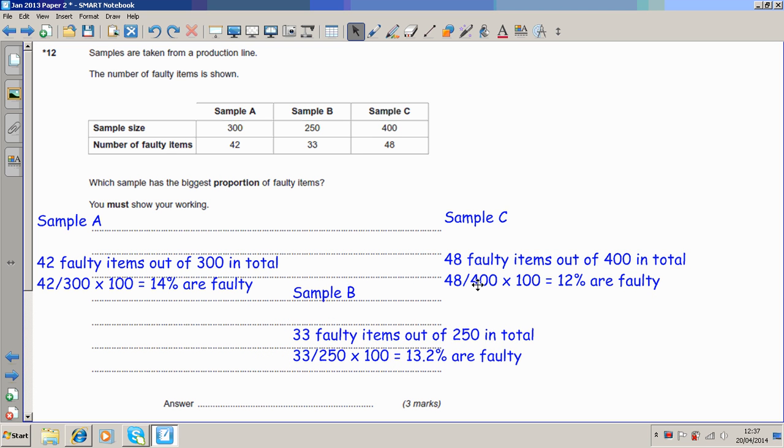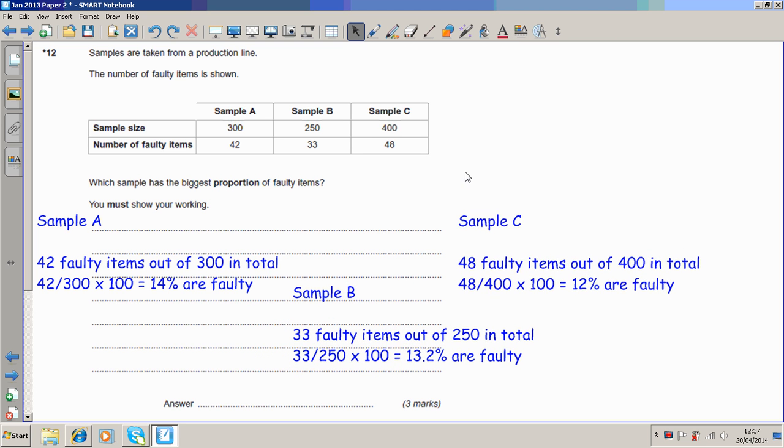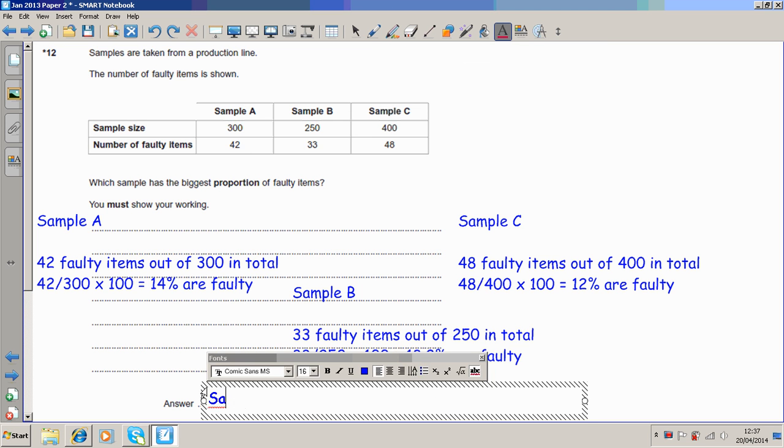So there we go. For that one, which sample has the biggest proportion of faulty items? So which one's got the biggest percentage? Sample A. Sample A has the highest proportion of faulty items.